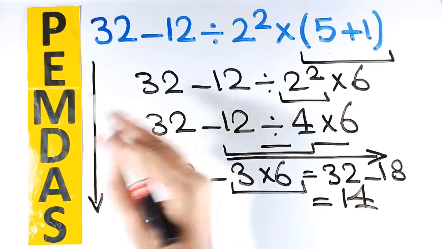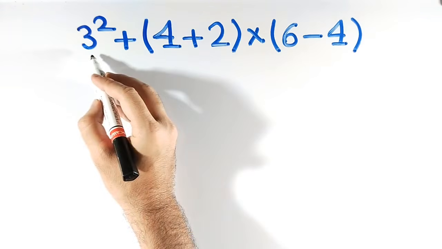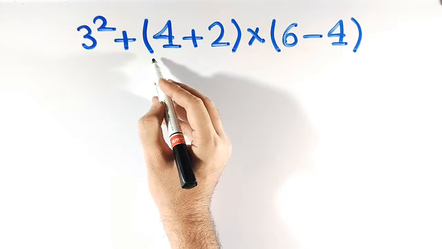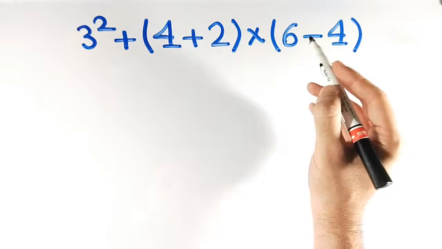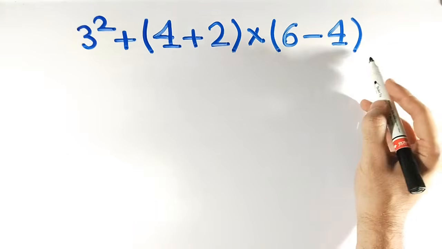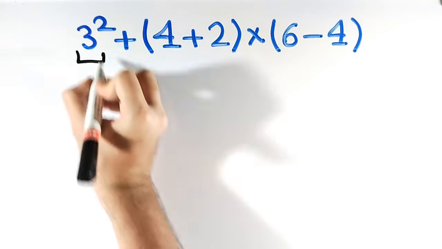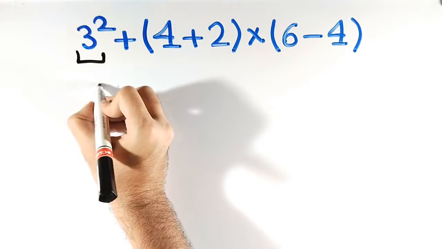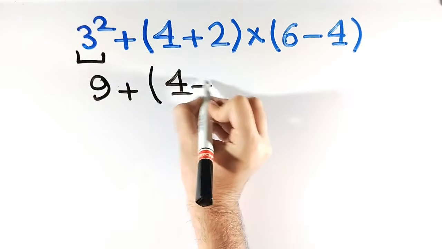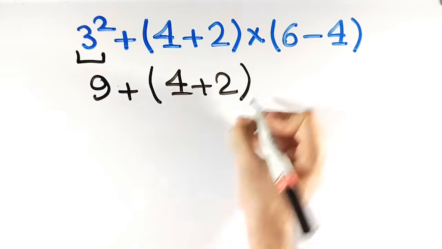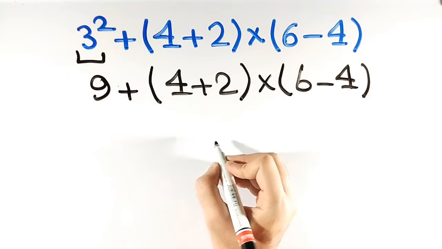Alright, now let's solve the final math question together. What is the value of the expression 3 squared plus open parenthesis 4 plus 2 close parenthesis multiplied by open parenthesis 6 minus 4 close parenthesis? Many people when solving this question first go for the exponent, and instead of this expression they write 9 plus open parenthesis 4 plus 2 close parenthesis multiplied by open parenthesis 6 minus 4 close parenthesis.